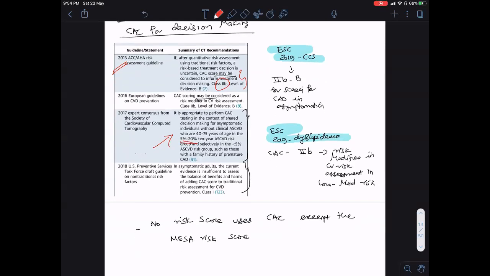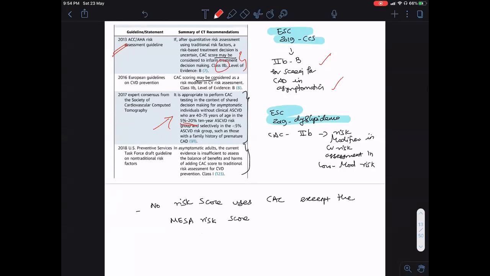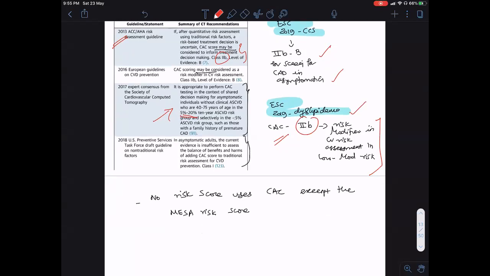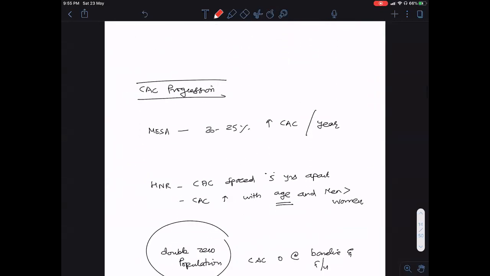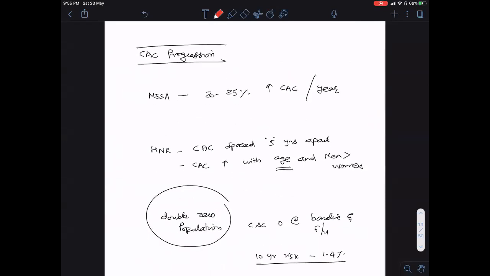The ESC, at least in the CCS 2019 guidelines, gives a 2B recommendation for screening in asymptomatic patients. The dyslipidemia guidelines, as we all know, have included the CAC as a 2B recommendation as a risk modifier in CV risk assessment in low to moderate risk patients. As of now, none of the risk scores, like Framingham, incorporates CAC, except for the MESA risk score, which not a lot of people use. So what about the progression? All these trials have found that they actually progress at a reasonably high pace.